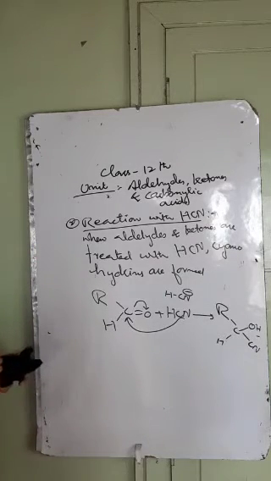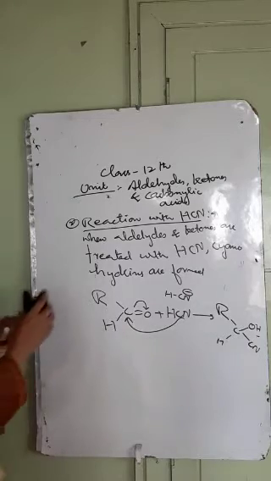Similarly, ketones also form cyanohydrins. These are aldehyde cyanohydrins, while ketones form the ketone cyanohydrins with hydrogen cyanide. This is the second important reaction shown by aldehydes and ketones with hydrogen cyanide.